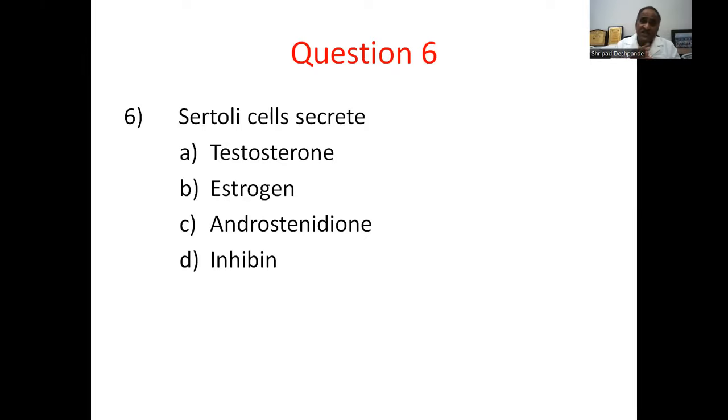The question number 6 states that the Sertoli cells secrete: option A, testosterone; option B, estrogen; option C, androstenedione; and option D, inhibin. If you are looking at the functions of the Sertoli cells, either in the intrauterine life or extrauterine life, in the intrauterine life the Müllerian regression factor is one thing which it synthesizes or secretes.